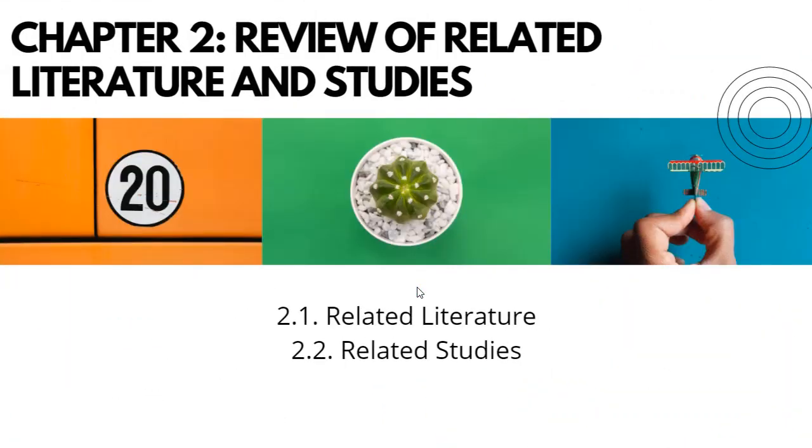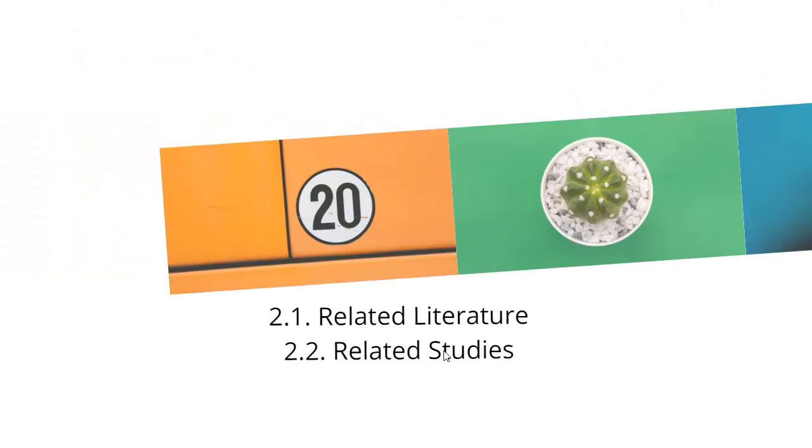Let's talk about chapter 2. The title is Review of Related Literature and Studies. So there are 2 parts: related literature and related studies. Okay, let's try to discuss them.